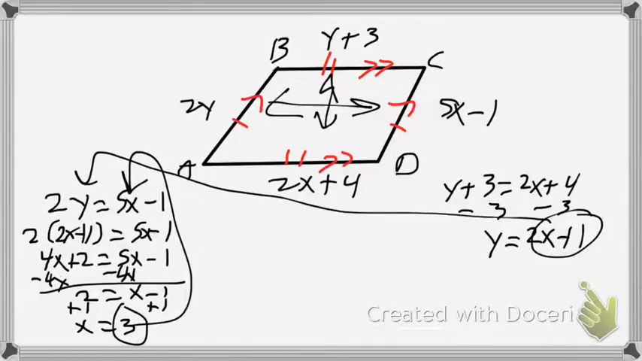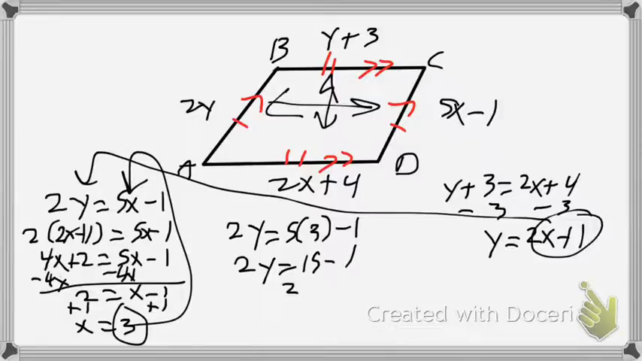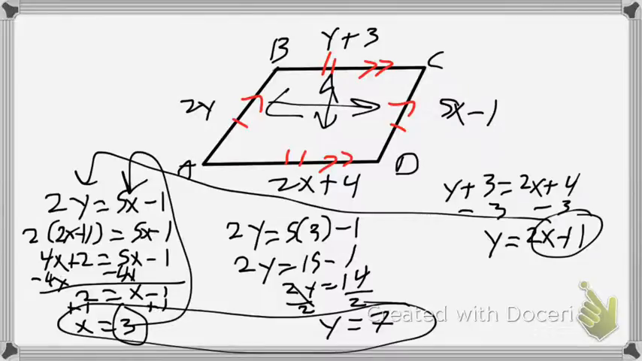So now we're going to take that 3, plug it back in. We know that x equals 3. So now we can solve for y. 2y equals 15 minus 1. 2y equals 14, divided by 2, and we get y equals 7. Okay, so now we can just double check. If you plug them in, up top, 7 plus 3, 10. x is 3, 2 times 3 is 6, 6 plus 4, 10.